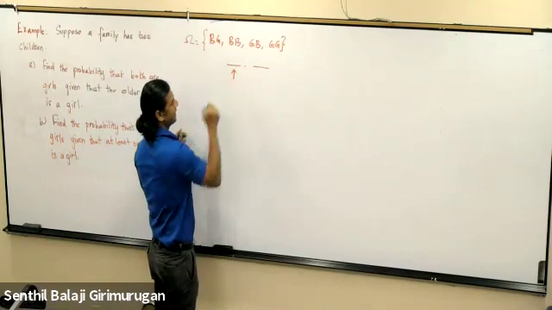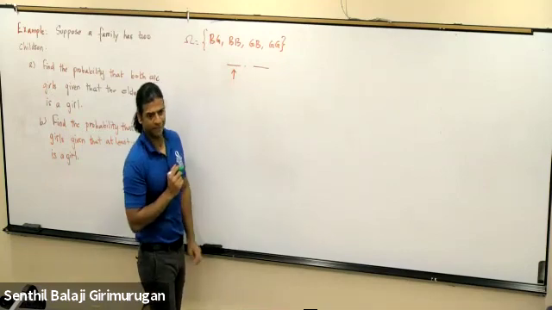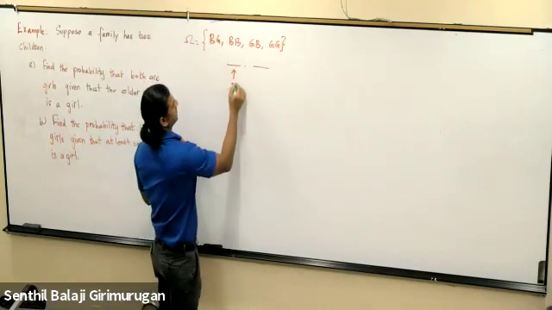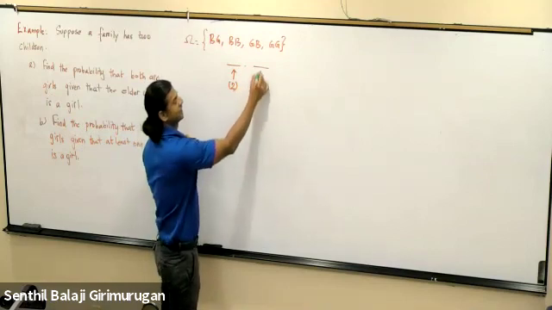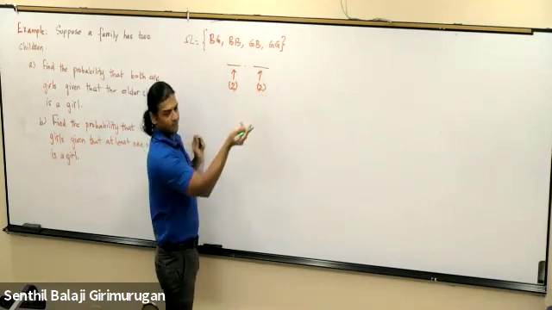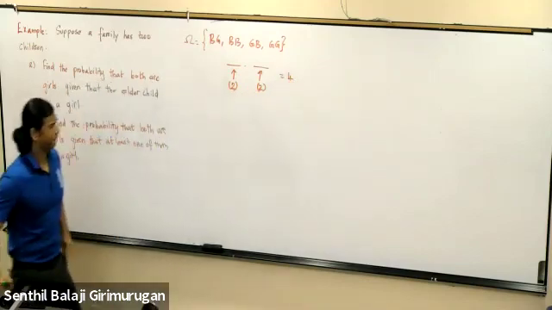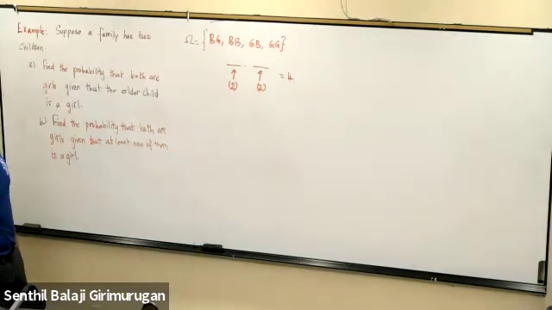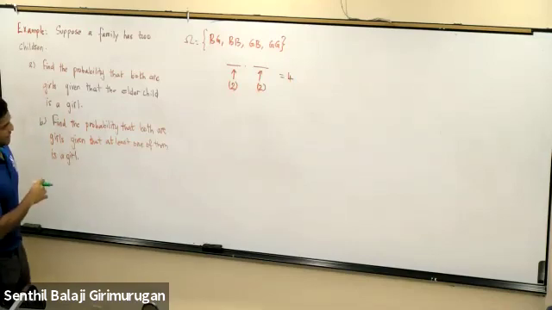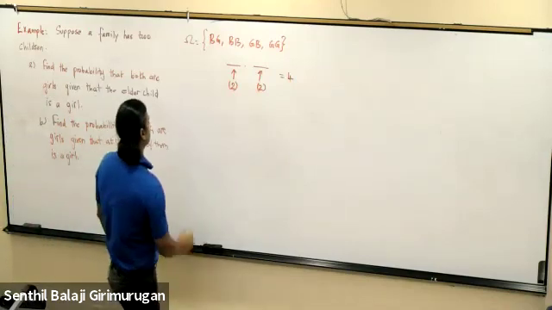How many possibilities would we have for the first child? 2. How many for the second? 2. In total, 2 times 2, 4. Good. We could do this as a conditional probability problem.